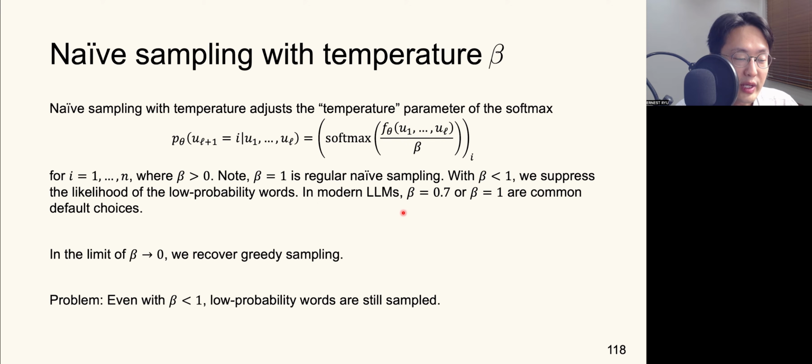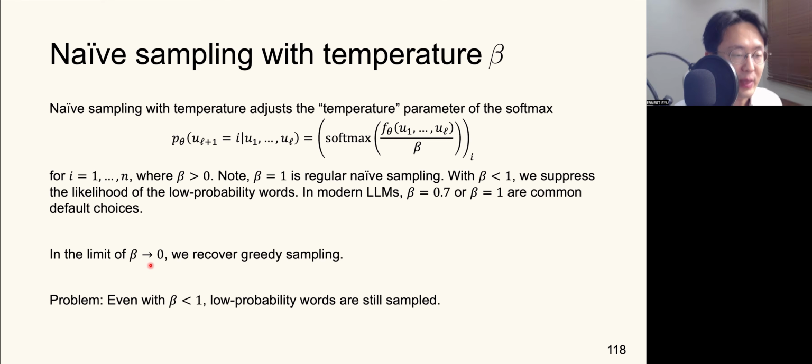In modern large language models, beta equals 0.7 or beta equals 1 are common default choices. Beta equals 1 is often considered a high temperature, leading to variations and diversity in the text generation, but potentially suffering from choosing bad completions, whereas beta equals 0.7 results in a less diverse set of generations, but it is a safer choice. By the way, in the limit of beta going to 0, we recover greedy sampling.